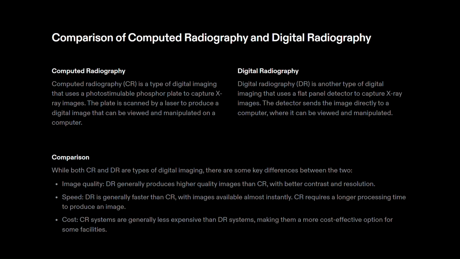The main comparison is about the image quality, where we are going to see the comparison between computed radiography and digital radiography. Digital radiography is another type of digital imaging which uses a flat plate detector to capture X-ray images. The detector sends the image directly to a computer, where it can be viewed and manipulated. Image quality comparison: DR produces a higher quality image than CR, with better contrast and resolution. The speed is generally faster than CR, and images are displayed instantly. In cost, CR is less expensive than DR, which makes it a more cost efficient option for some facilities.